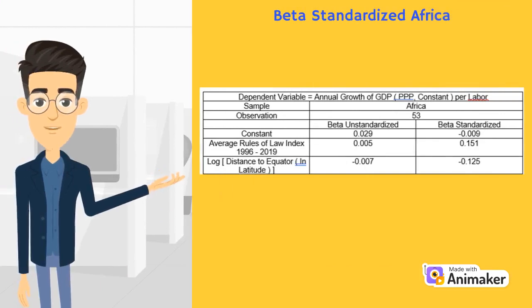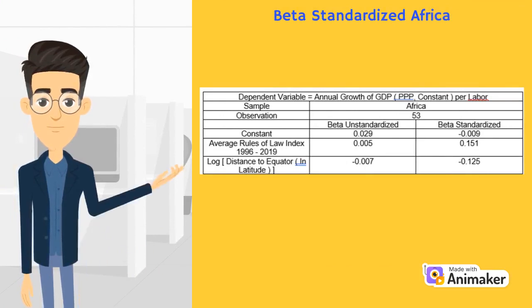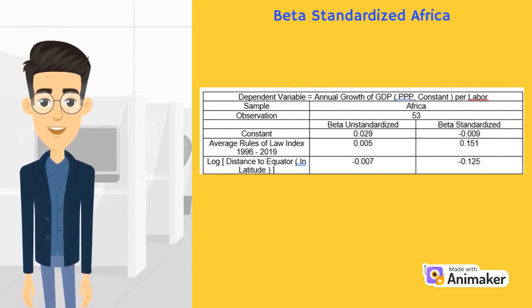Here we can conclude the rule of law has a positive beta, while the distance to equator has a negative beta, indicating the rule of law has a greater influence on African growth than the geographic variables.